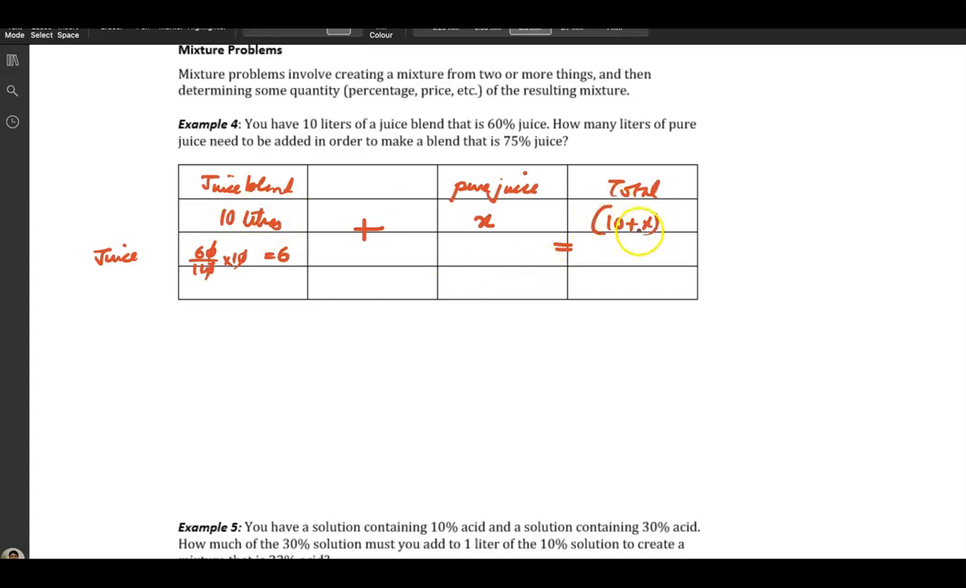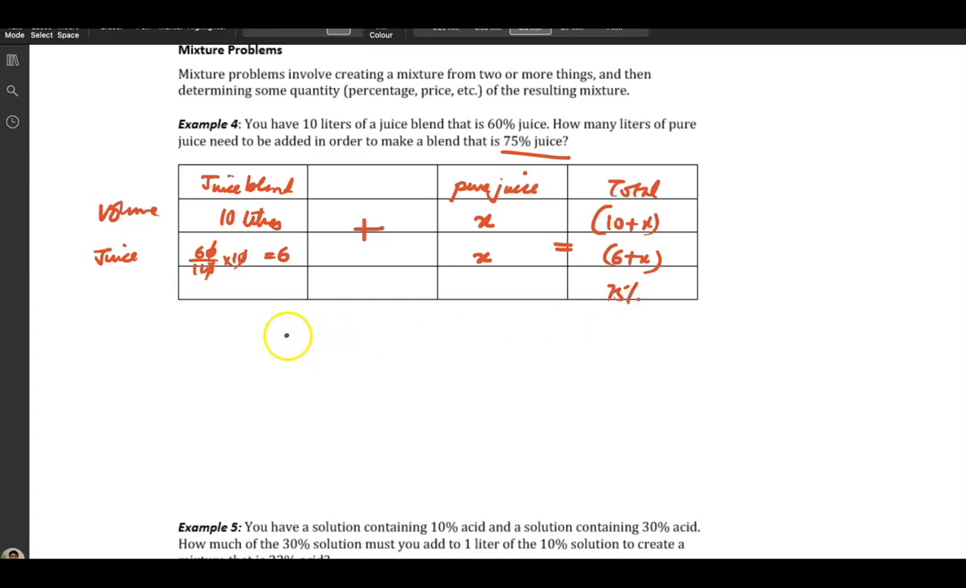The total volume would be 10 plus X. How much juice will be there? Here this is fully pure juice, so if you take X liters, the juice in that is also X. How much juice content? 6 plus X. And how much is this? 75%.